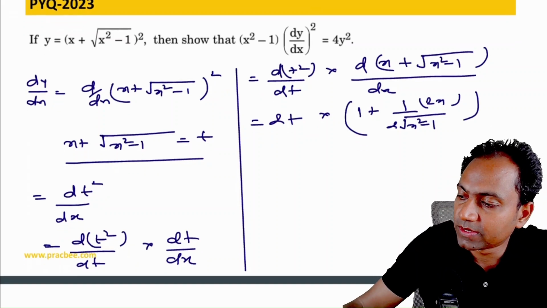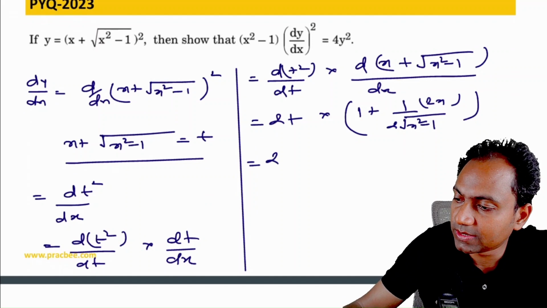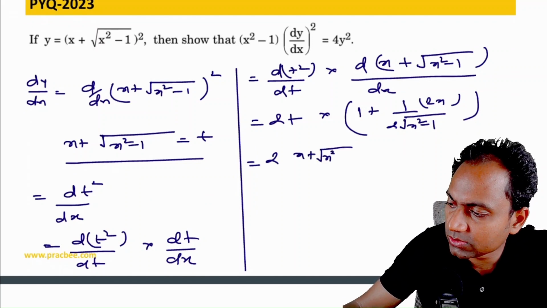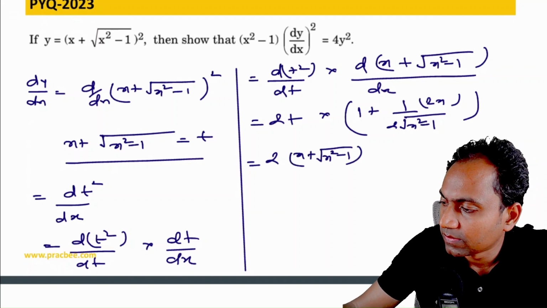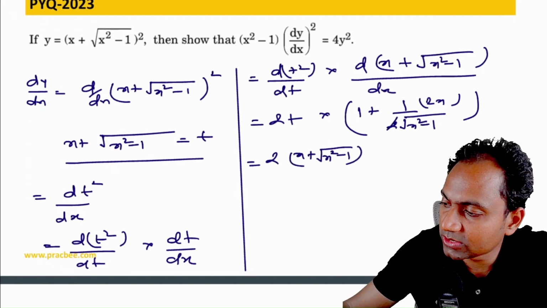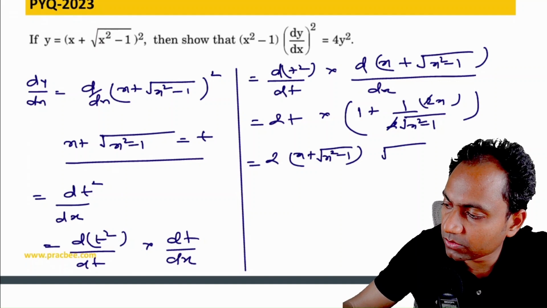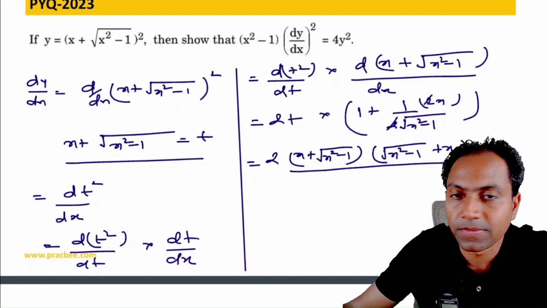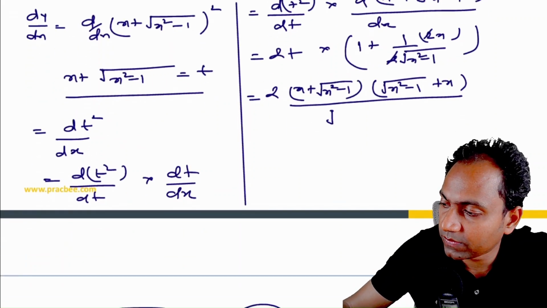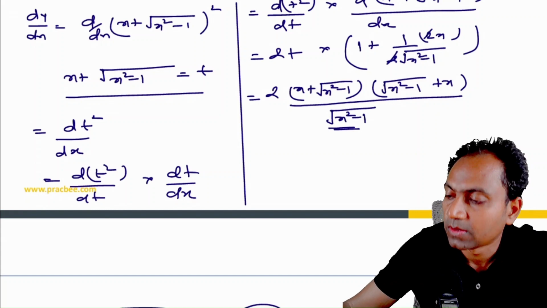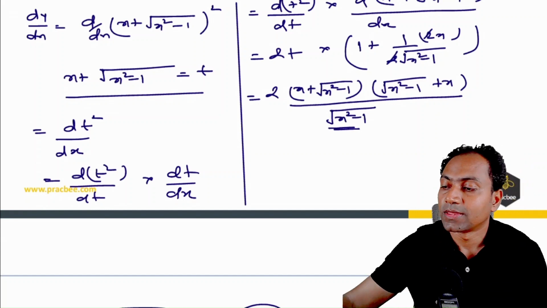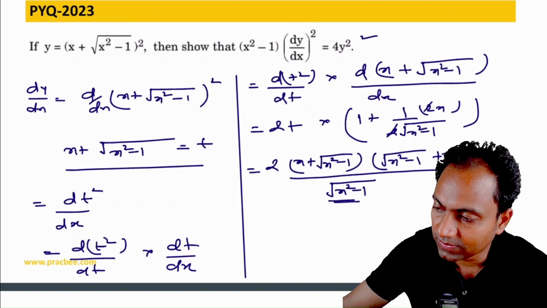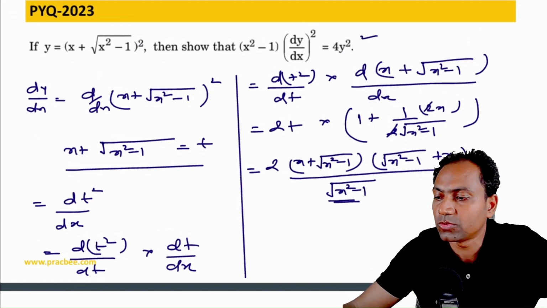If I simplify it further, I will put the value of t here, that is x plus root of x square minus 1. And if I take my LCM, you can see that this 2 will get cancelled out. This will also become root of x square minus 1 plus x by root of x square minus 1. So this is our answer for this question. Now you can see that the question does not end here. What they have written is basically the answer we have given in a completely different form. So we'll have to do something more.